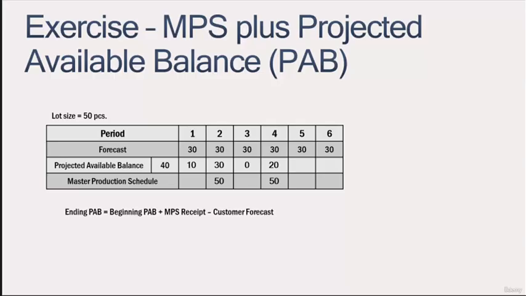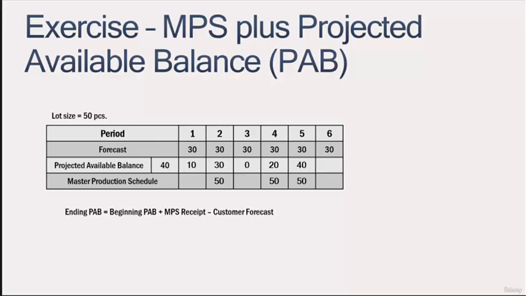Let's go to period 5. The ending PAB in period 4 is the beginning PAB in period 5. Using the formula, we have 20 pieces as the beginning PAB, plus 0 as we don't have an MPS receipt, minus the forecast of 30 equals balance of minus 10. Since we have a negative PAB, we need to schedule an MPS receipt in period 5 and run the formula again. 20 plus 50 minus 30 equals 40 pieces as the ending PAB for period 5. Let's go to period 6.